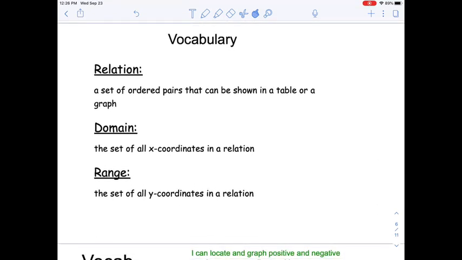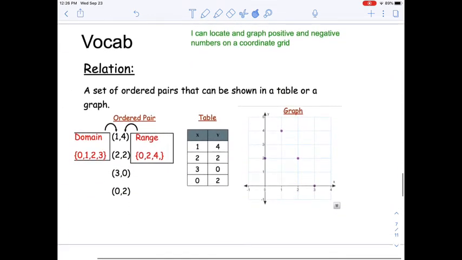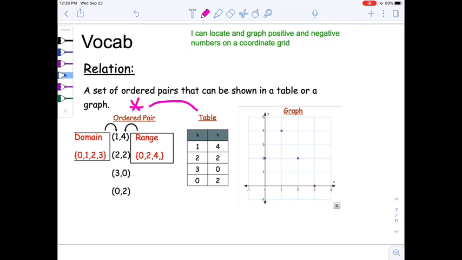Couple vocab words. A relation is a set of ordered pairs that can be shown in a table or a graph. Domain is all of the x-coordinates in a relation, and the range is all of the y-coordinates in a relation. So here again, relation is a set of ordered pairs that can be shown in a table or a graph. So we have all of our ordered pairs. We can break them up by x and y value and put them into a table. We can also graph them on a graph.